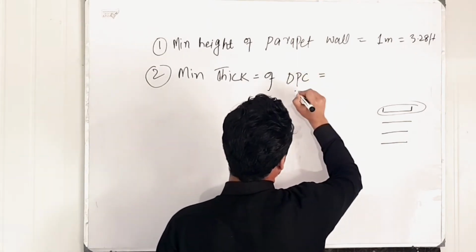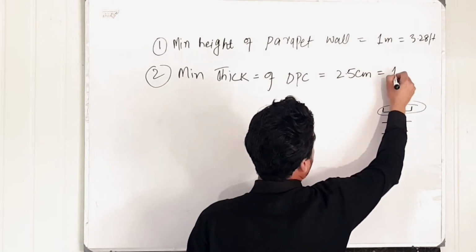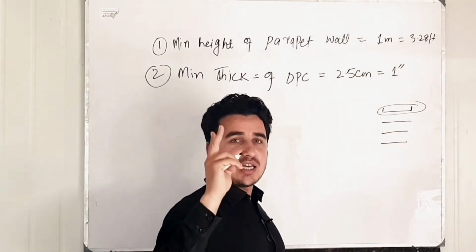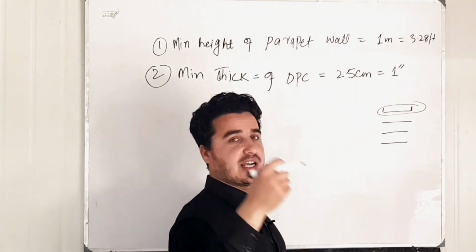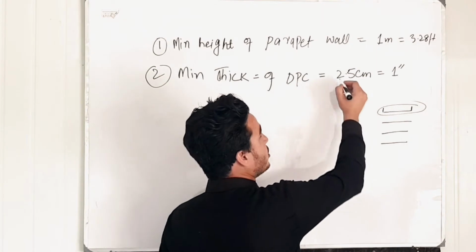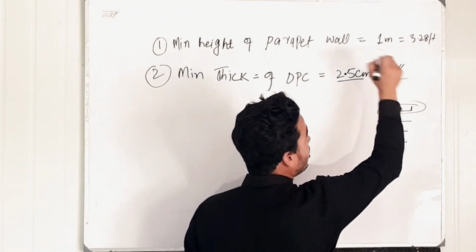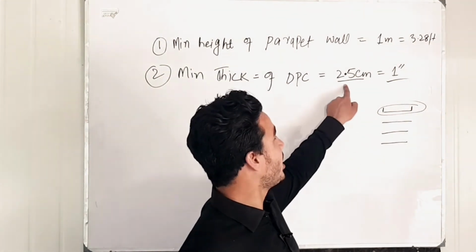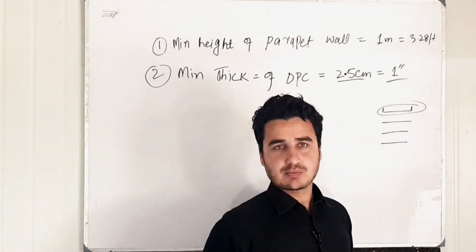The minimum thickness of DPC is equal to 2.5 centimeters, which is equal to 1 inch. I'm using two types of units, the SI system and also the FPS system. So whatever system you are studying in, you must know these values. 2.5 centimeters is equal to 1 inch. So the minimum thickness of DPC shall be 2.5 centimeters or 1 inch. This is question number two.